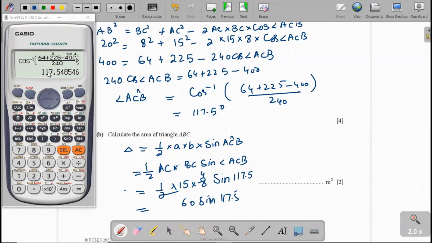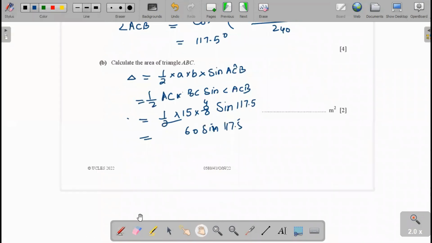Now we take the sine of the angle, that's equal to 0.866. We multiply by 60. The answer is 53.19. 53.19 is the answer. We can write it as 53.2. 53.2 is the answer.